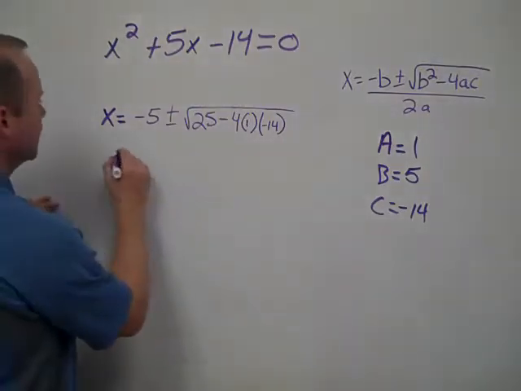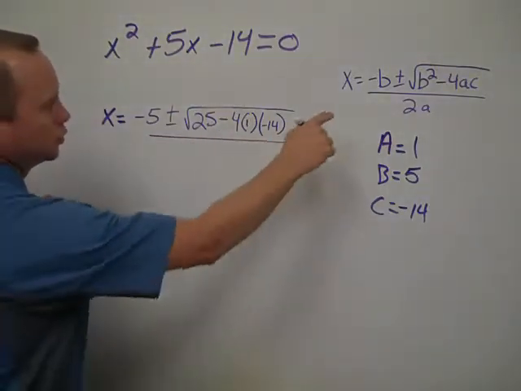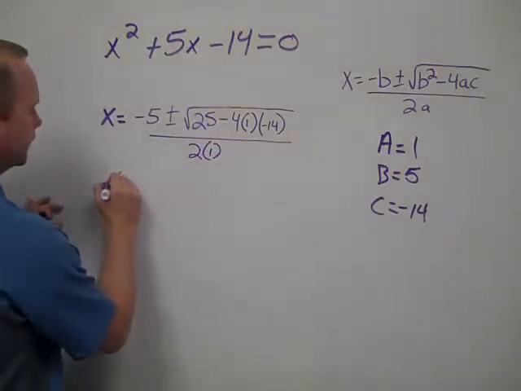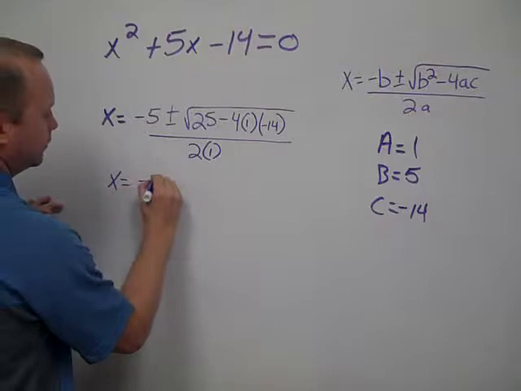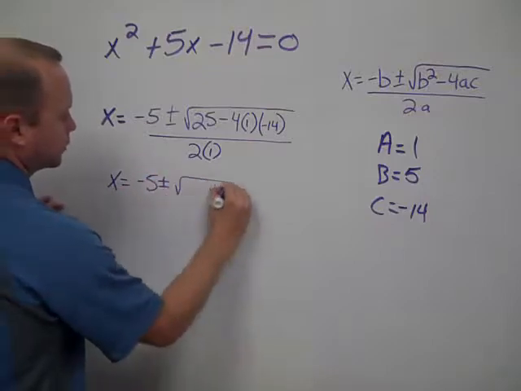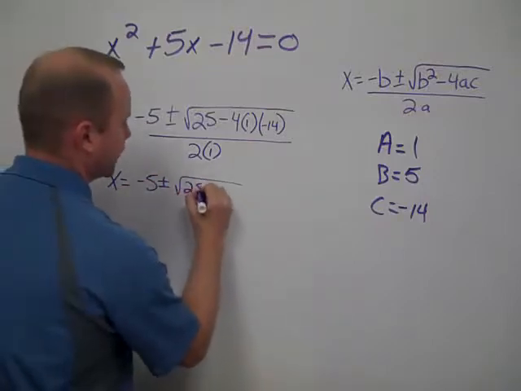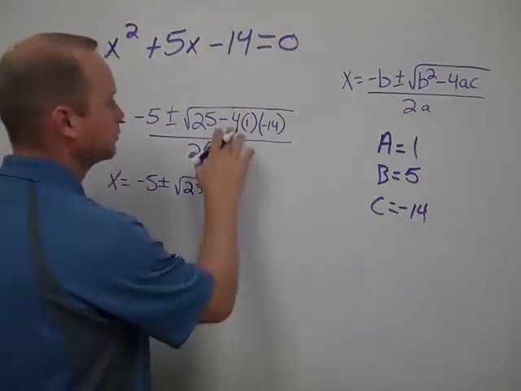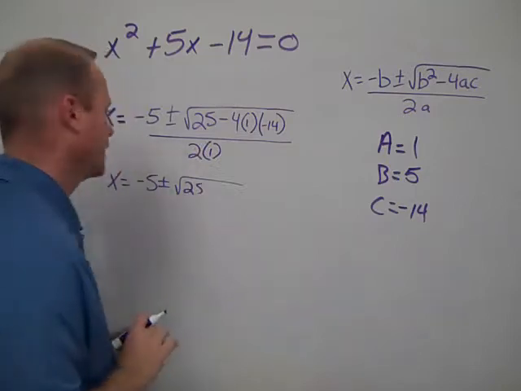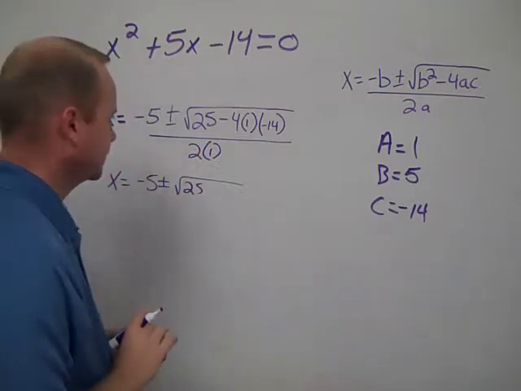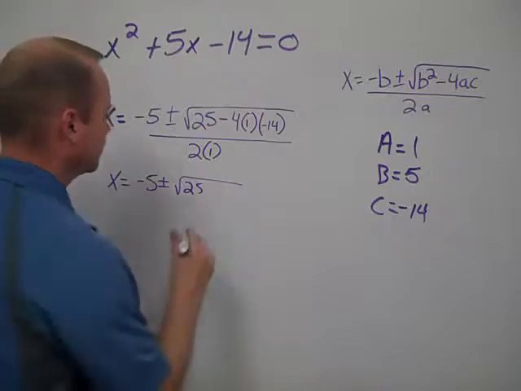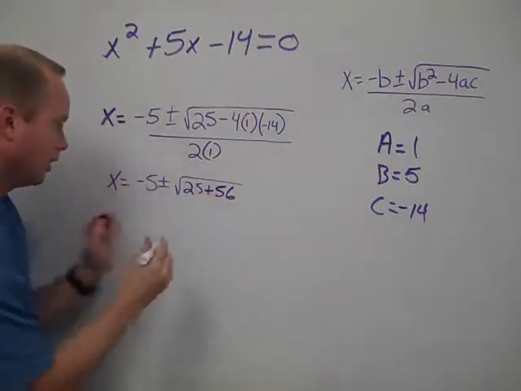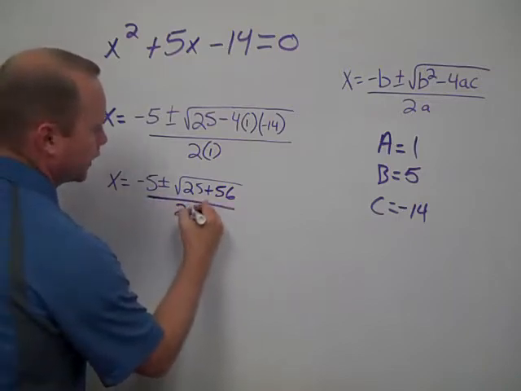Okay, so all over 2a. 2 times a, and we decided that a was 1. So if we want to simplify that a little bit further, negative 5 plus or minus the square root. I've got 25. Negative 4 times 1 is just negative 4. Negative 4 times negative 14 will put us at 56. Plus 56. All over 2 times 1.